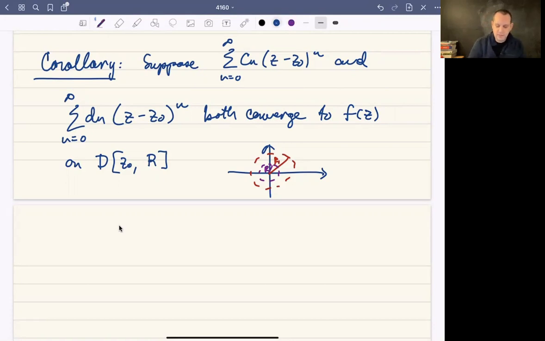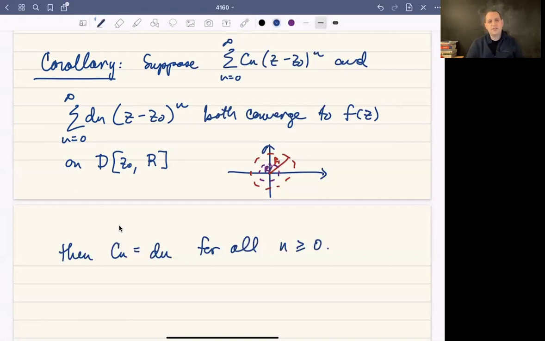In particular, what that means is that this forces c sub n to be equal to d sub n for all n. The reason why is that we just showed that inside the radius of convergence, these sequences, c sub n and d sub n, have particular forms. They're going to be the kth derivatives of our function at z naught divided by k factorial, but they're both equal to that. And therefore, they're both equal to each other.